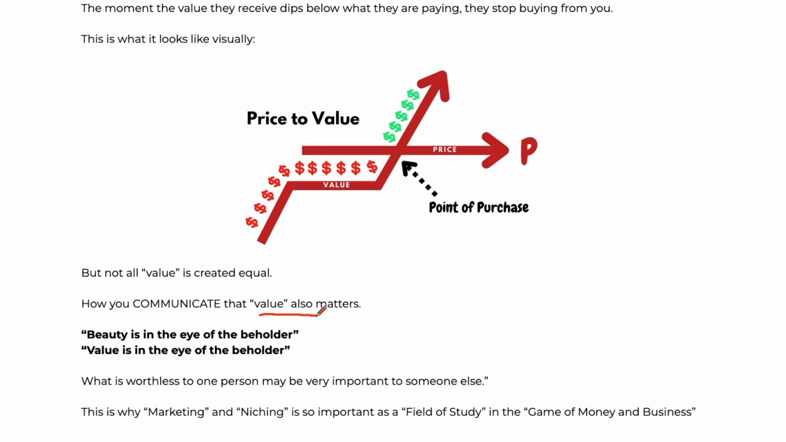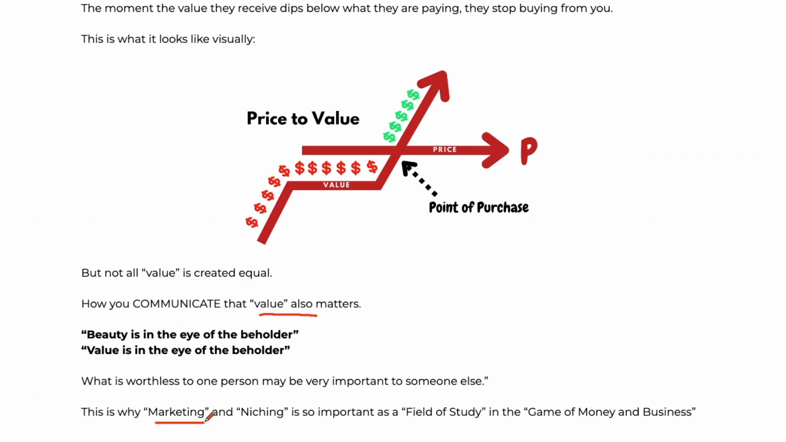This is why marketing and niching is so important as a field of study in the game of money and business, because marketing and copywriting is what allows you to communicate. The value stack is what allows you to communicate in a way that the perceived value goes up. If you remember back to the TCK training, how we did the value stack, the value of what you were receiving went up as a result of how it was communicated. Even though, quote unquote, the value is the same, the end result was the same, how it was communicated mattered, number one.